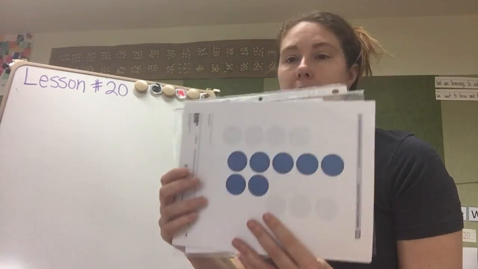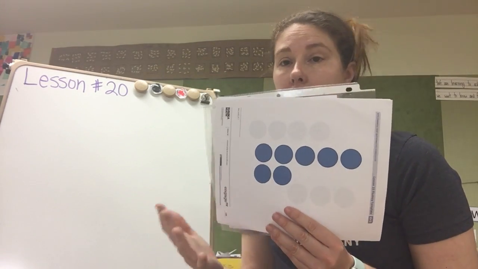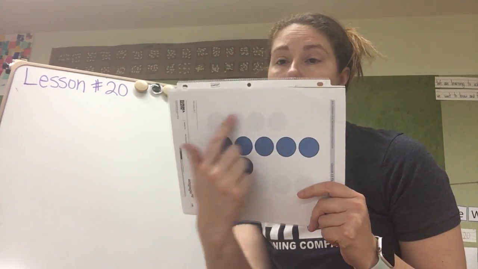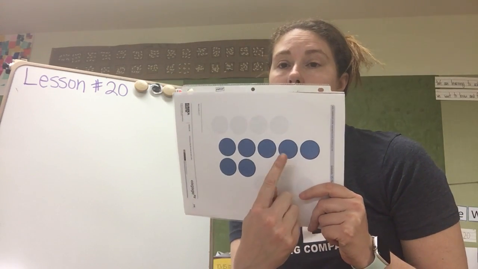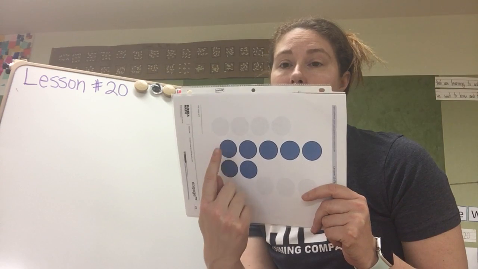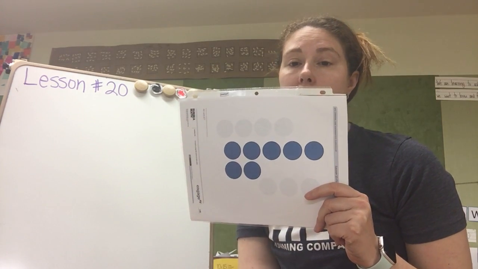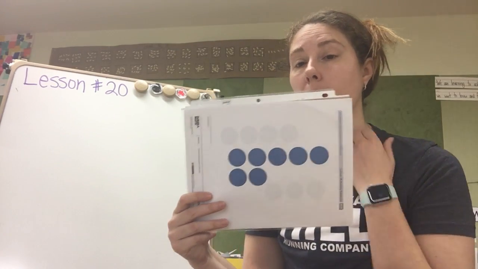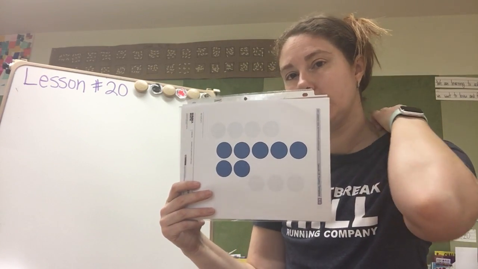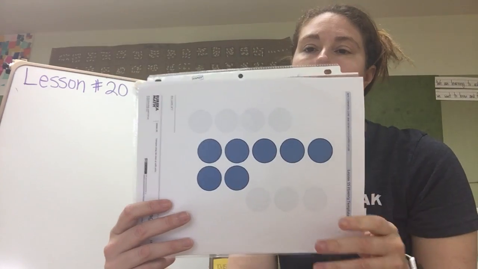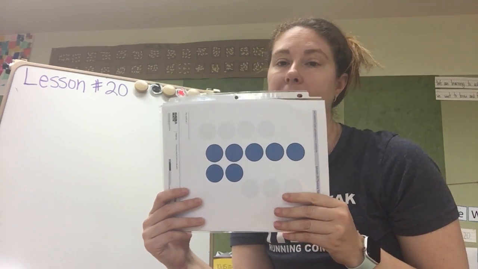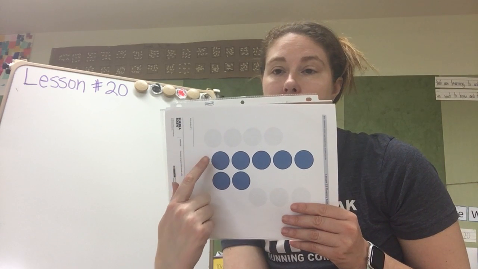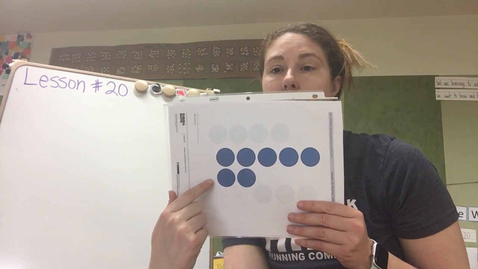So here's the first one. What's the total number of dots? So first, right away, double check what the total number is. So 1, 2, 3, 4, 5, 6, 7. Awesome. Now you figure out what 2 parts you see here. How do you see 2 parts in this picture? And then we're going to say it in a number sentence. So I see 5 and 2 make 7.